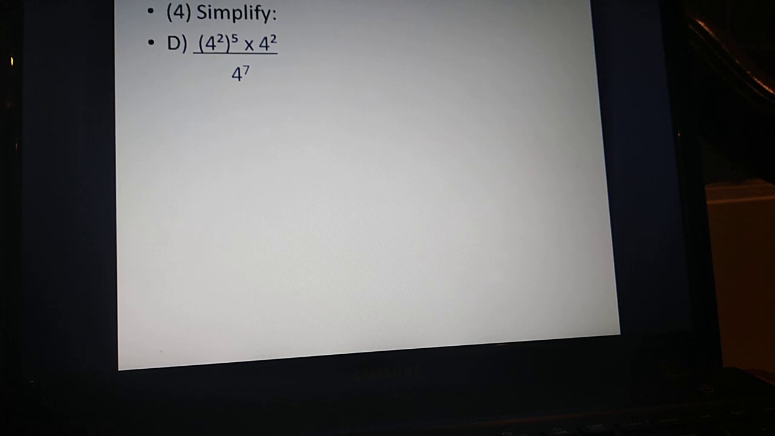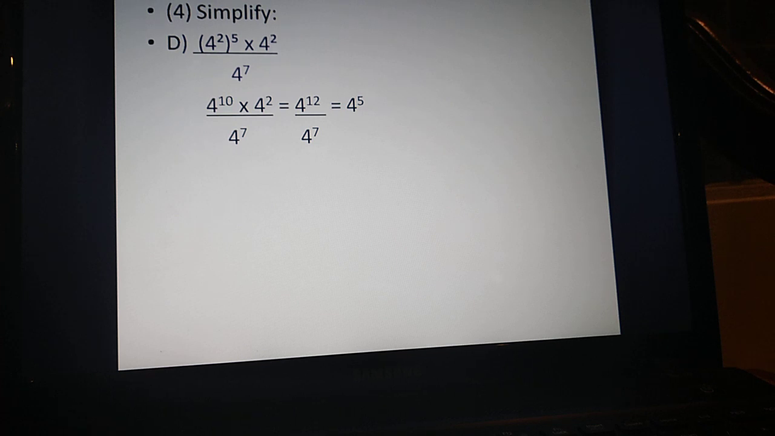In the numerator, 4 to the power 2 to the power 5. What should I do about this? I should multiply 2 by 5. This means it's 4 to the power 10. Now 4 to the power 2 in the numerator stays as it is. The denominator is constant, 4 to the power 7. There's nothing to do with it.